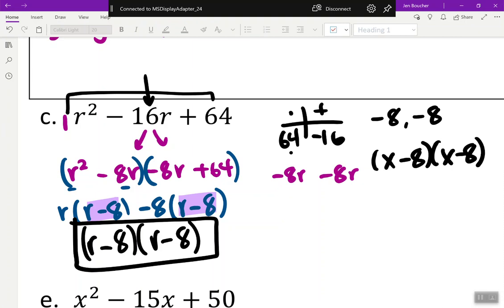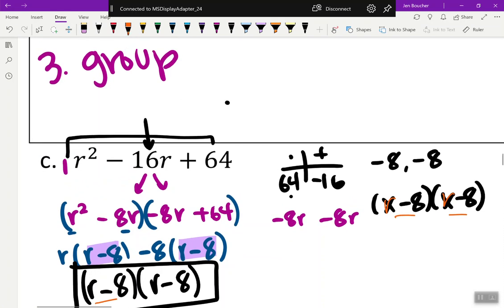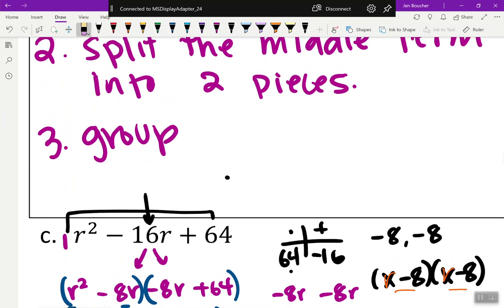All right. Did we get what we expected to get? Yes. We expected to get, well, I said x, but it's supposed to be r. Beyond the change in variables, did we get what we expected? Yes. So let's add step 4 to our list. Or maybe it's a 3.5. It's a step 3 addendum.